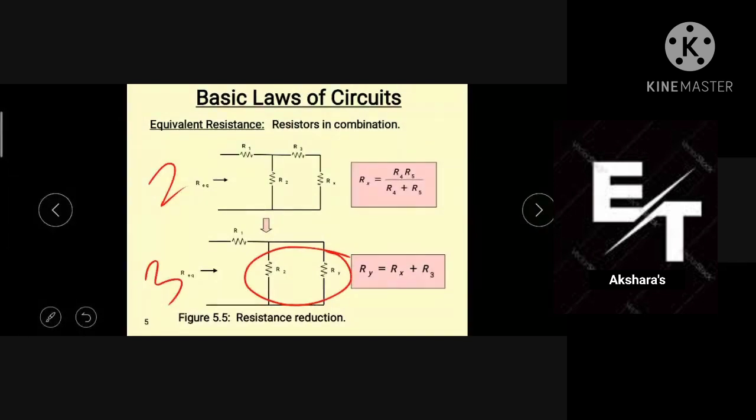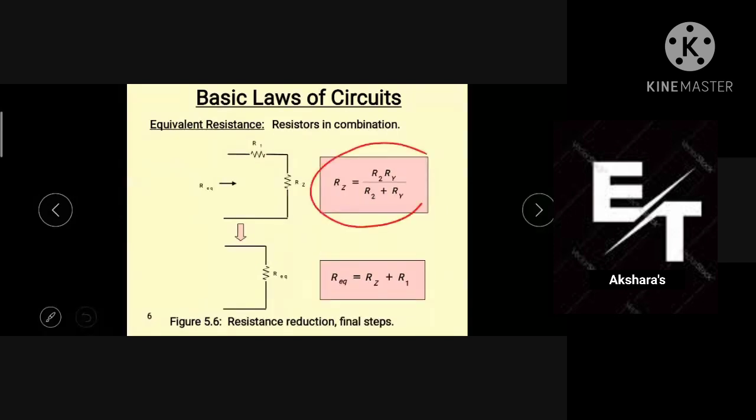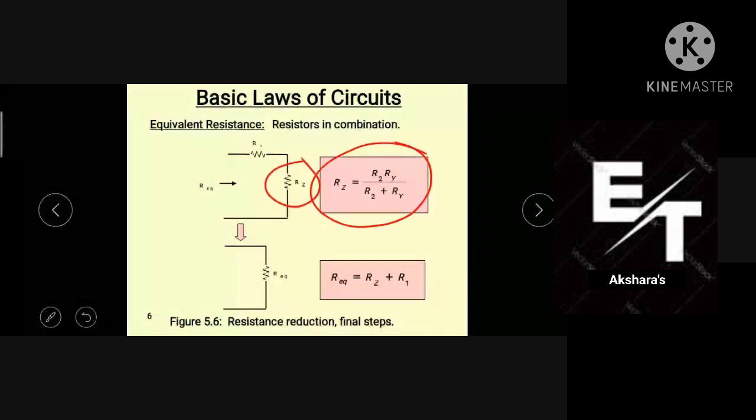R2 into Ry, Rz is equal to R2 into Ry by R2 plus Ry. Right. Yes, sir. Now this is the next step. See this one, R2 into Ry by R2 plus Ry. We get the Rz value. Now come to the next, second diagram. This is the fourth step. This is the fifth step.